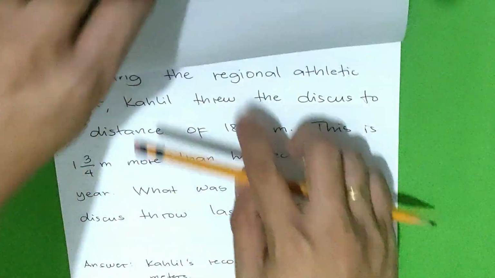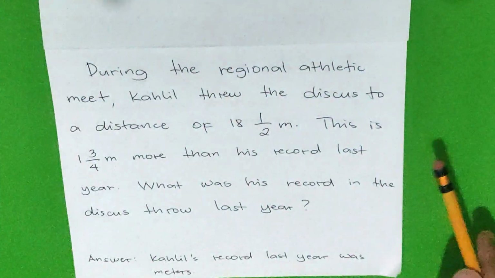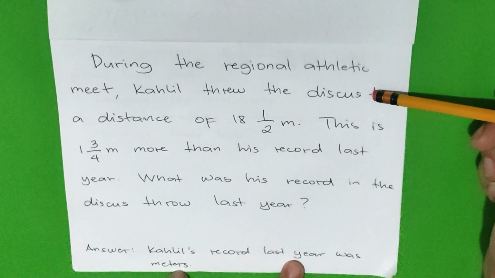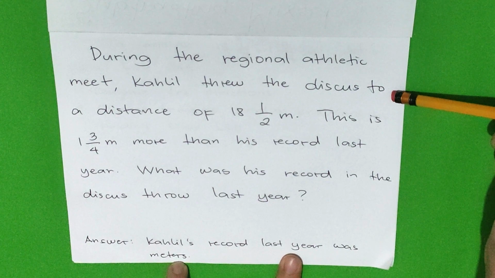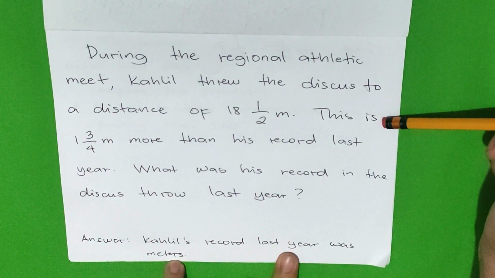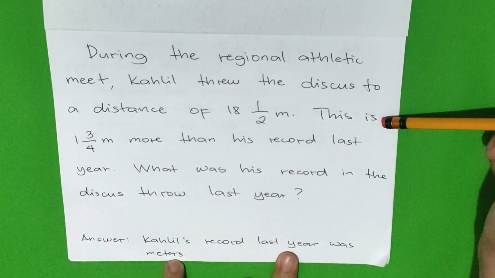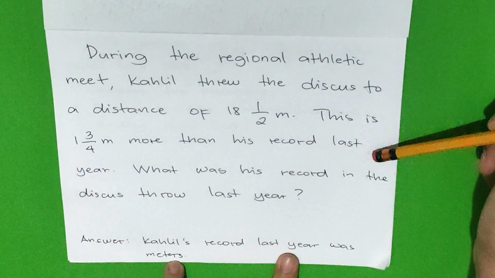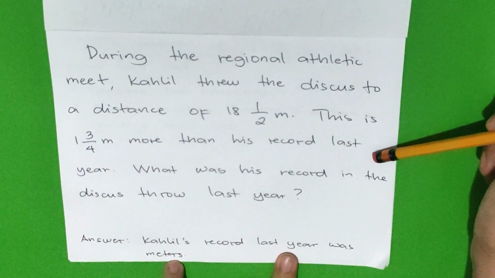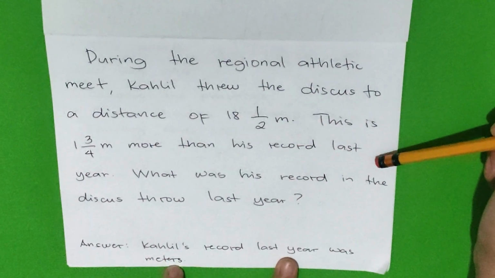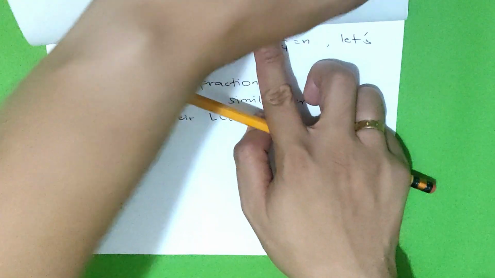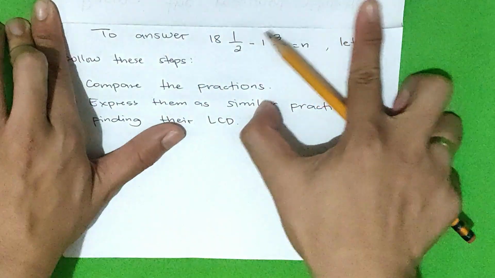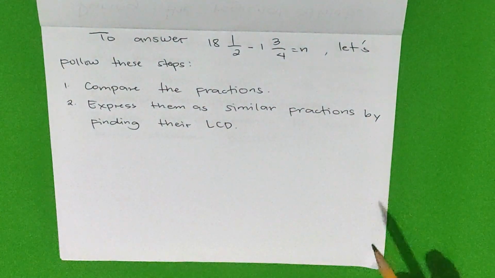Here is a sample. During the regional athletic meet, Khalil threw the discus to a distance of 18 and 1/2 meters. This is 1 3/4 meters more than his record last year. What was his record in the discus throw last year? So to answer this, let us follow the steps.